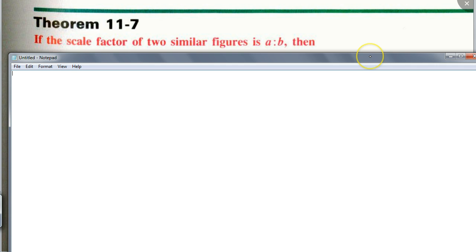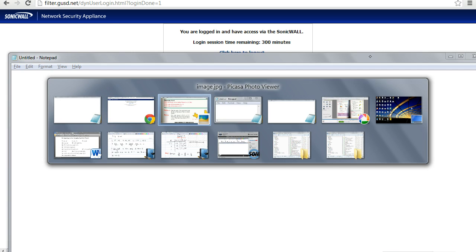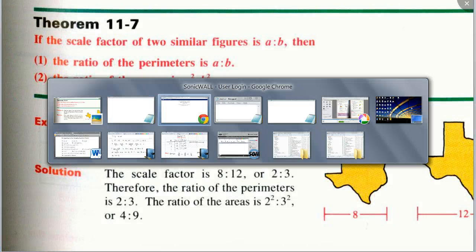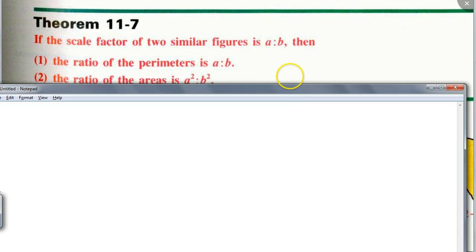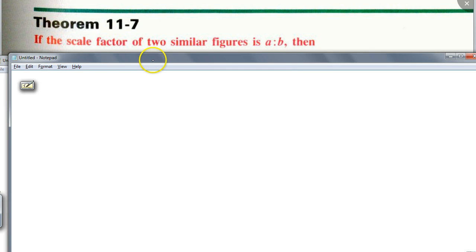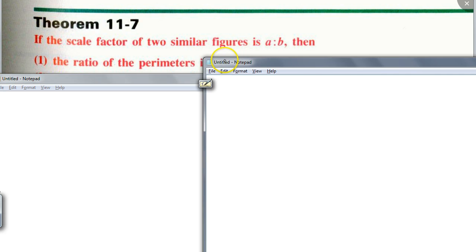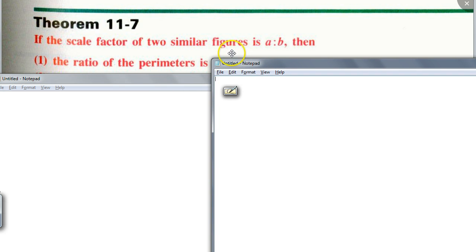Okay, here we go. So let me give you the result. If the scale factor of two similar figures is a to b, this one you should know. Before we talk about the area, we're going to talk about their... Oops. Let me try to hide. Okay, whoops. Hide the answer. Okay, so before we talk about the areas, let's talk about the ratio of their perimeters.